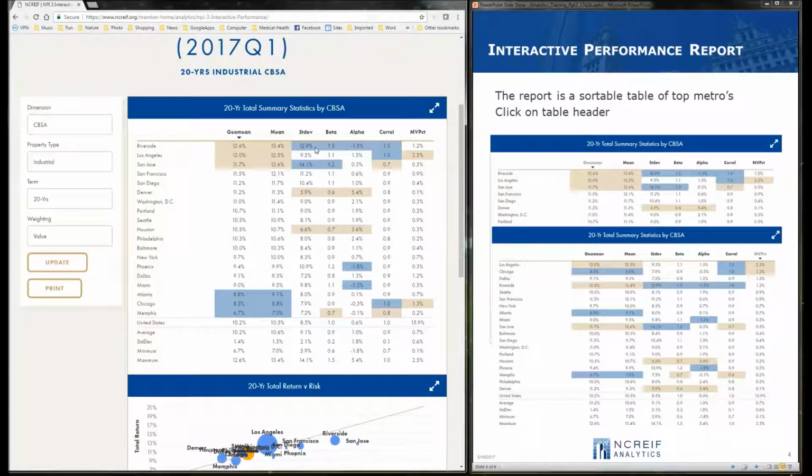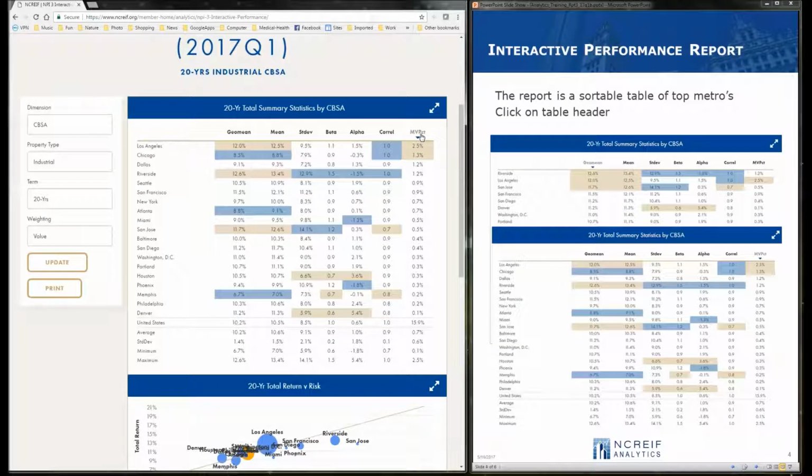Remember, there are many factors which affect risk, including the number of properties in the metro sample, and that these risk characteristics also affect other risk-adjusted measures such as alpha, beta, and correlation. You may sort by exposure by clicking on the last column, which is the market value as a percentage of the NPI. Notice Los Angeles is the largest industrial market at a 2.7% exposure in the NPI.